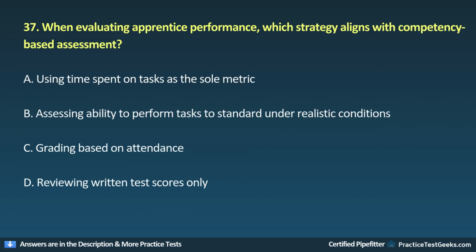37. When evaluating apprentice performance, which strategy aligns with competency-based assessment? A. Using time spent on tasks as the sole metric. B. Assessing ability to perform tasks to standard under realistic conditions. C. Grading based on attendance. D. Reviewing written test scores only.